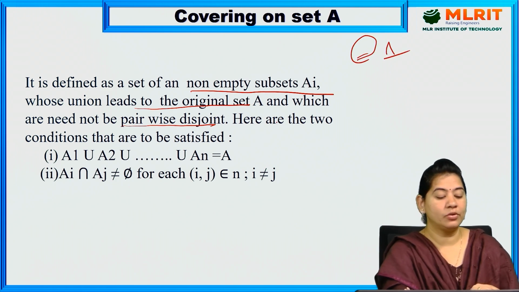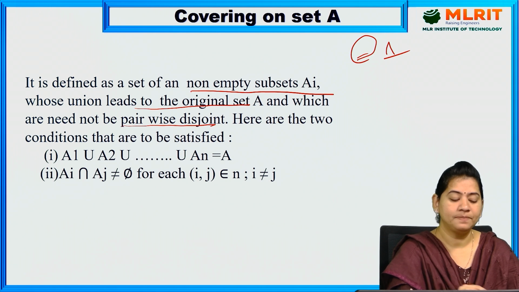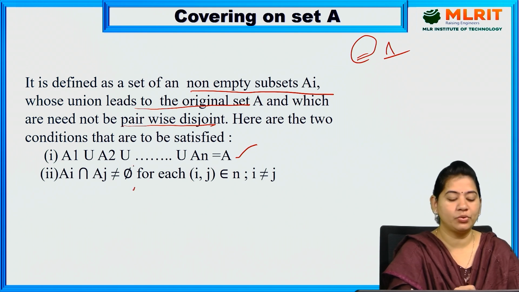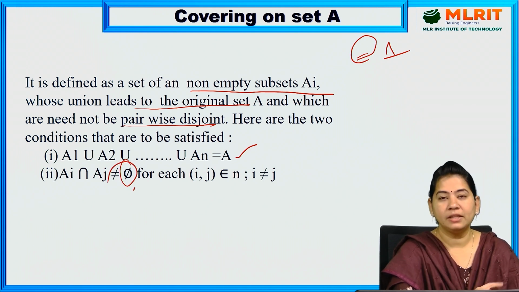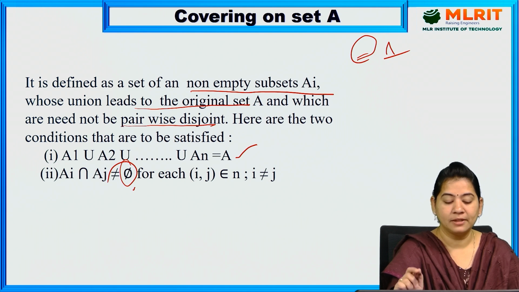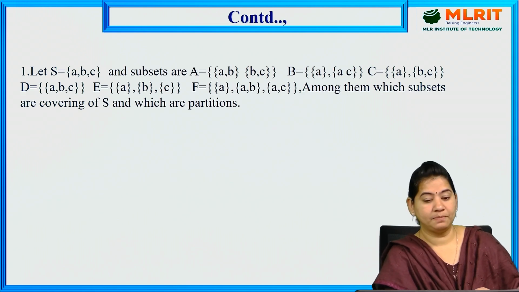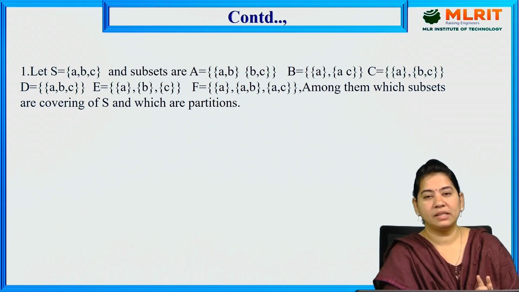So here are the two conditions to be satisfied here. A1 union A2 union and so on, An is equal to A. Ai intersection Aj is not equal to empty set means you should get the common elements here. There you should not get the common elements. So this is the definition of the covering on set A. Now let us see the examples on this.